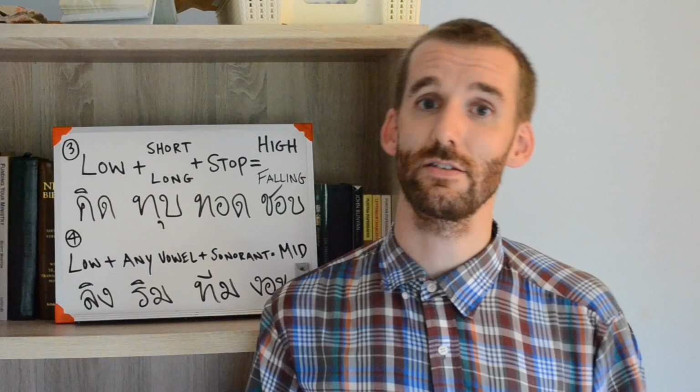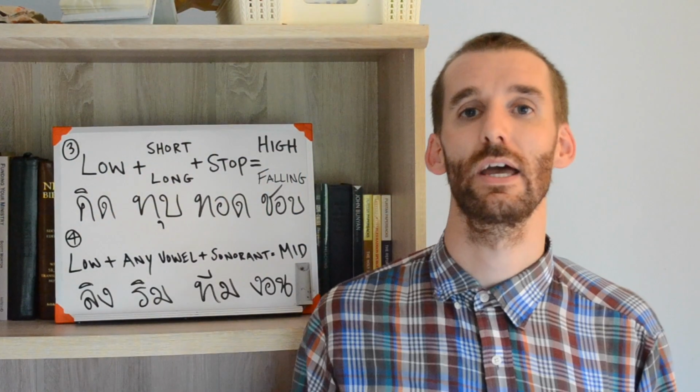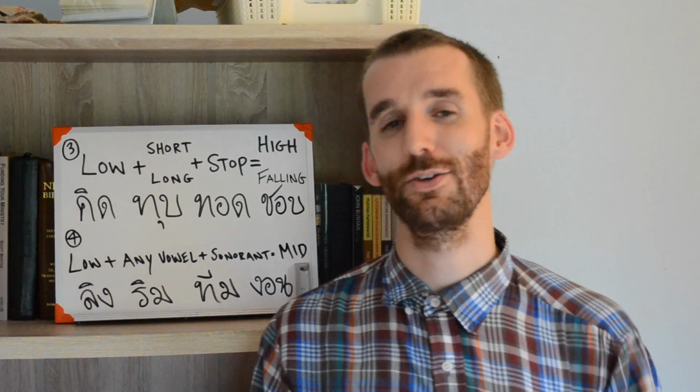So now that we're done with lesson 4, we're going to be going on to lesson 5, and we're going to be looking at the way that tone markers operate when they meet with consonants from the middle, high, and low classes. We'll see you in the next video.